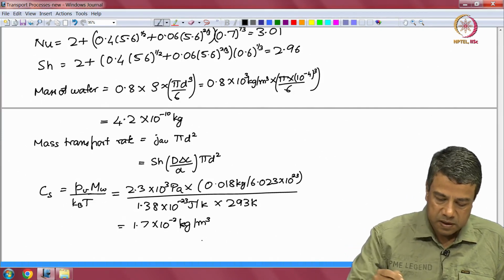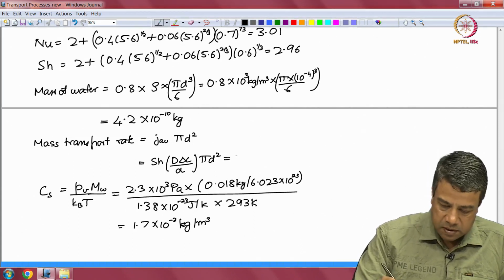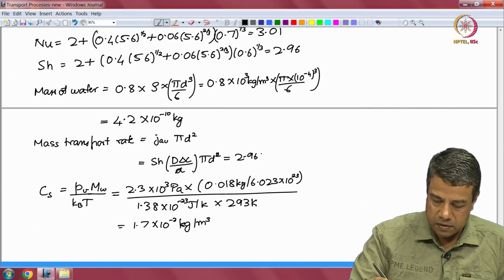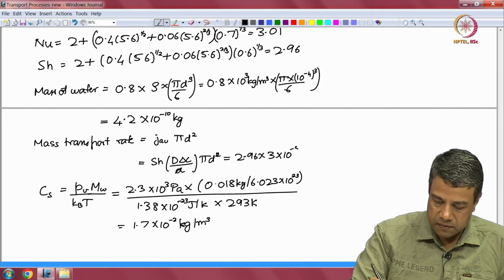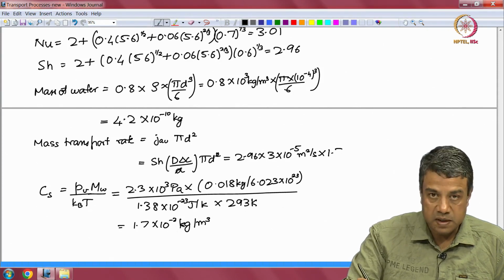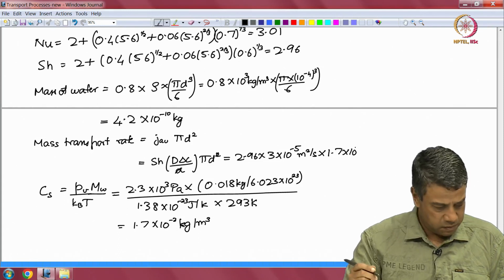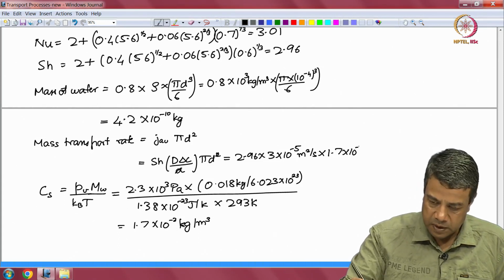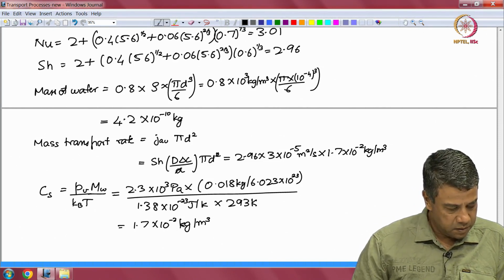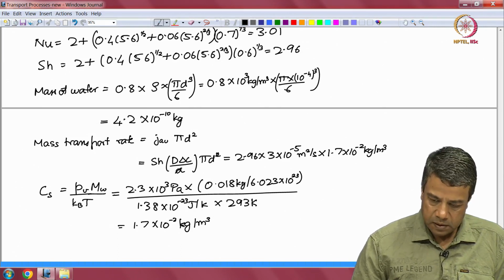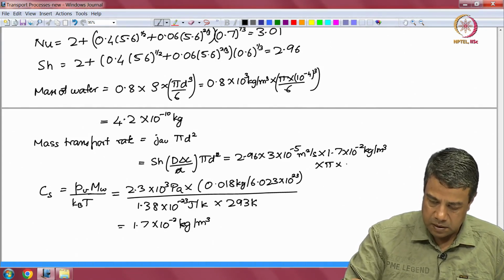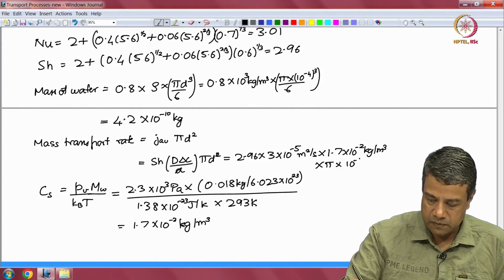Substitute that into the expression of the mass transport rate. Sherwood number was 2.96 into, I can cancel out this diameter here, diffusion coefficient was 3 into 10 power minus 5 meter square per second, into delta C is 1.7 into 10 power minus 2 kg per meter cubed, into pi into d. I have one factor of diameter, 10 power minus 4 meters.